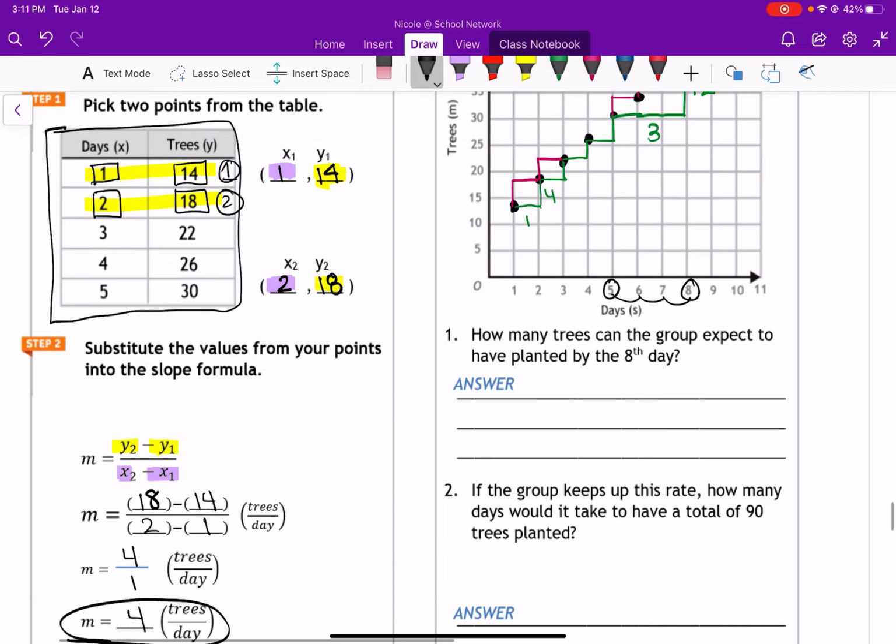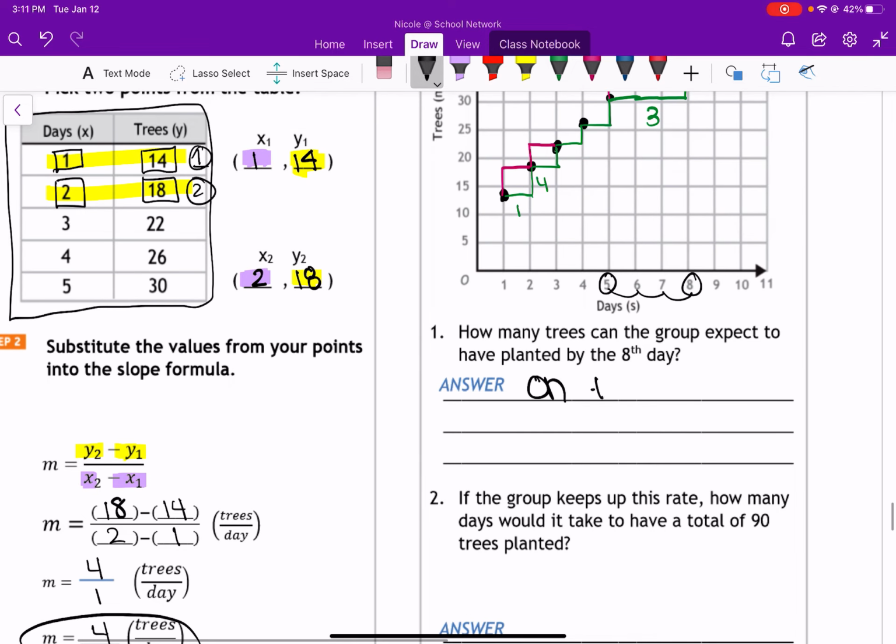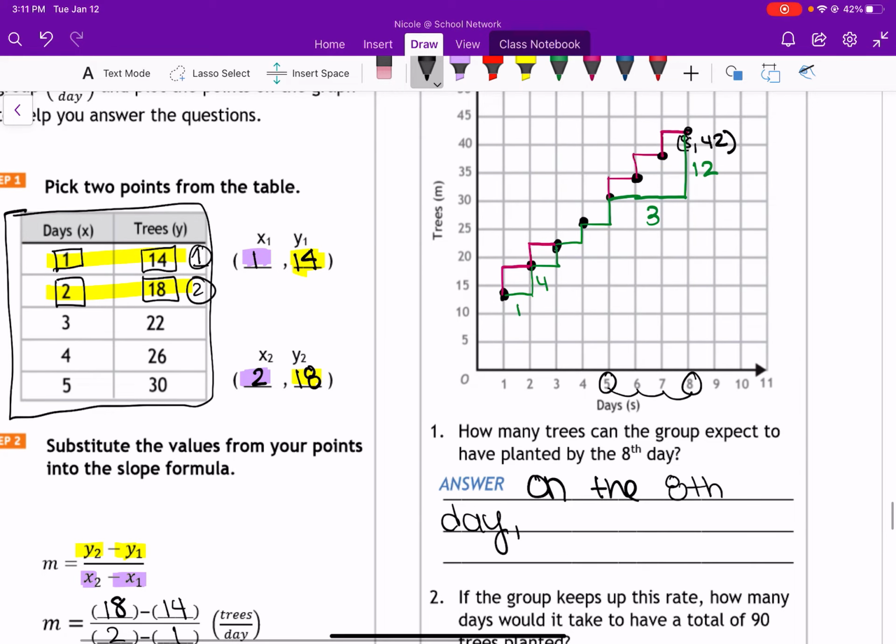Okay, so here on the 8th day, the group can expect 42 trees.